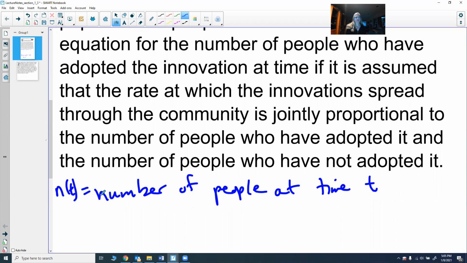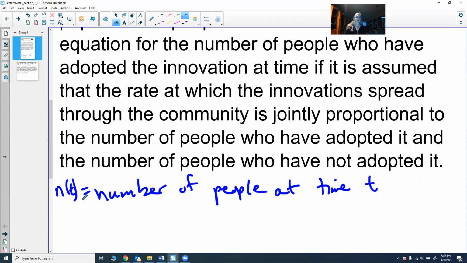So I used n for number. You can use any letter you want in the world. It really doesn't matter. I like n. I like letters that mean something that goes with what I'm dealing with. So I don't usually use x very often. I use t for time, just because t and time makes sense.